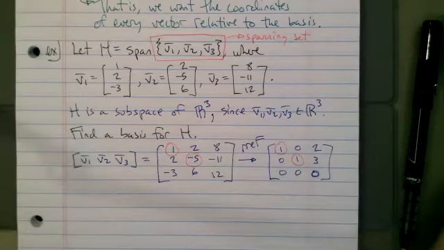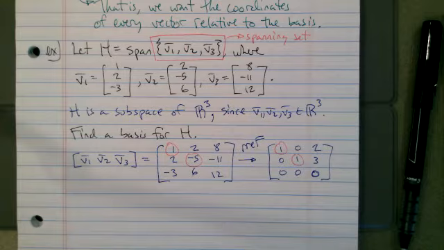Remember, the pivots of this matrix are the same as the pivots of the reduced row echelon form. We want to say this set of vectors is linearly dependent because the matrix does not have a pivot in each column. We don't want to say this set of vectors is linearly dependent because the reduced row echelon form has a pivot in every column.